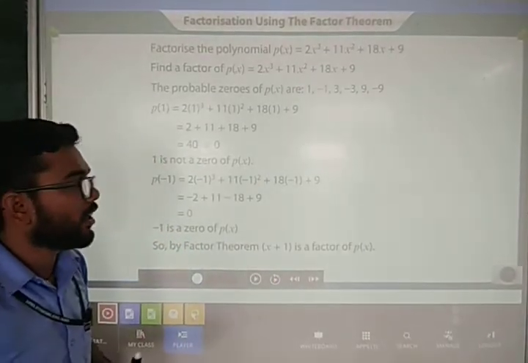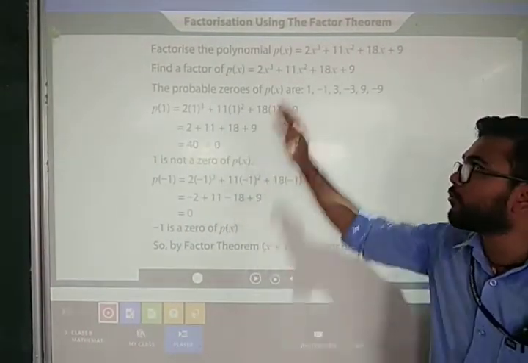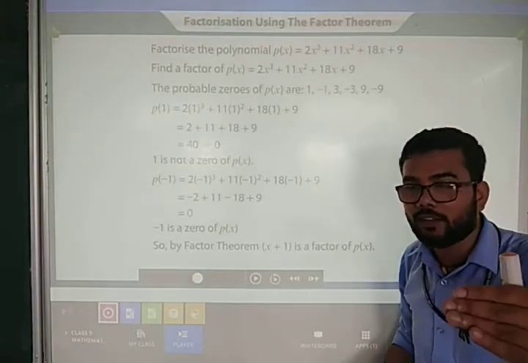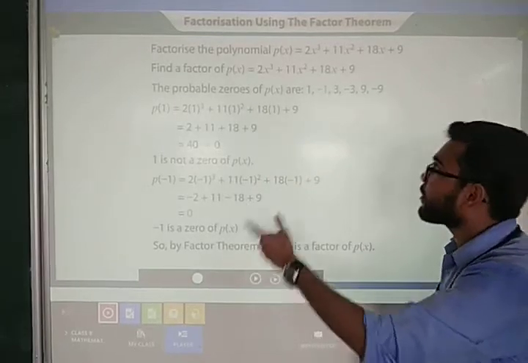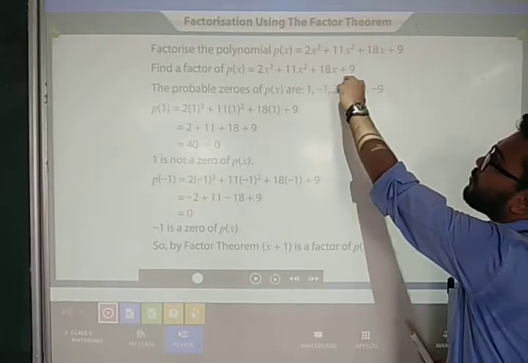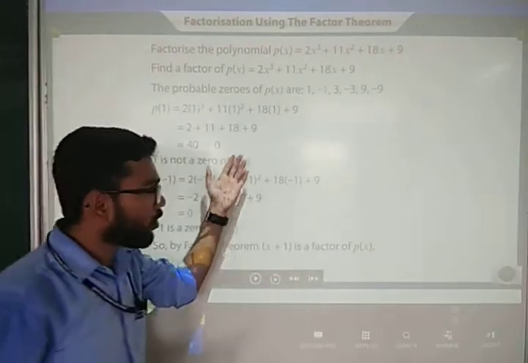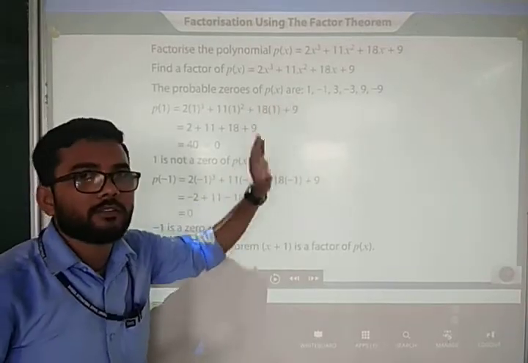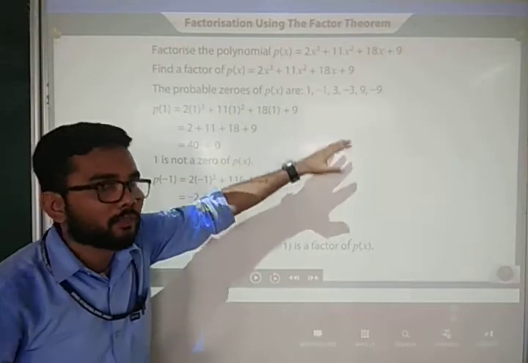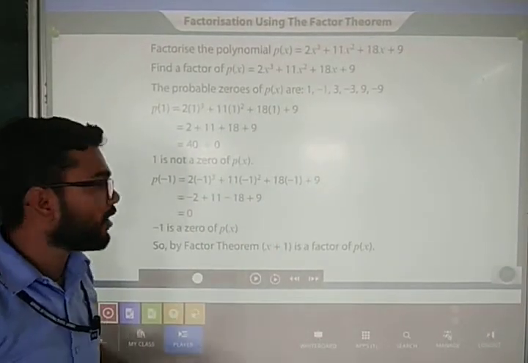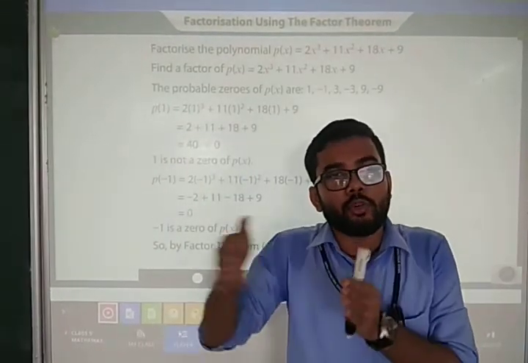If a question asks you to find all 3 factors of a cubic polynomial, how will you find them? You can find the first factor by putting the factors of 9, namely 1 or -1, as the zeros of the polynomial. But how to find the other 2 factors of the cubic polynomial? Let us see.